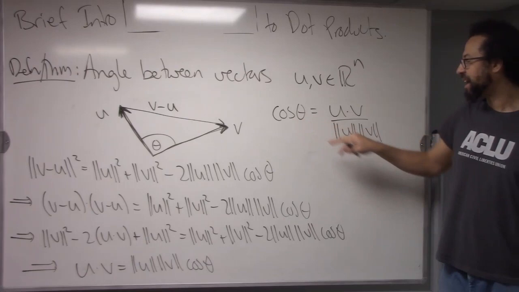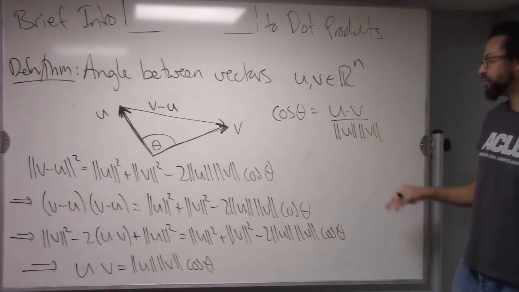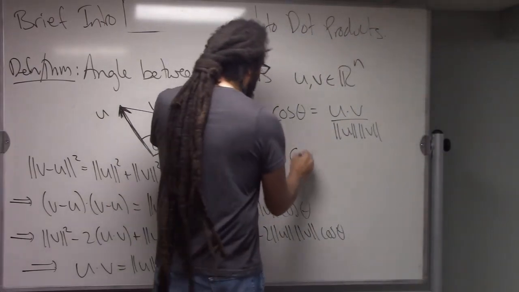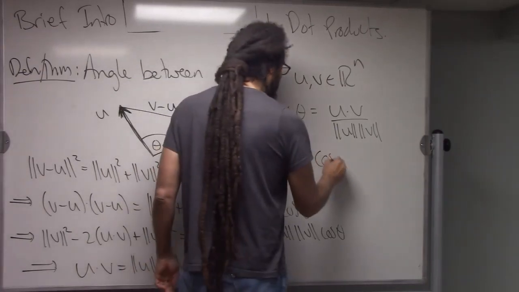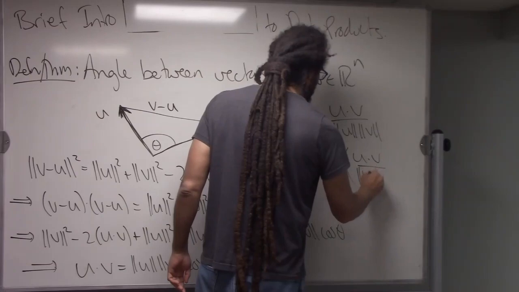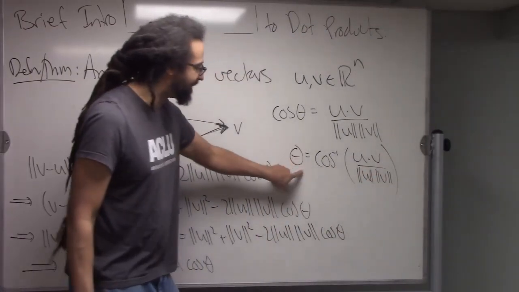So the cosine of theta is equal to u dot v divided by the magnitude of u times the magnitude of v. Another way to say this is that the angle theta is just the cosine inverse of u dot v over the magnitude of u times the magnitude of v. So these two things say the same thing.